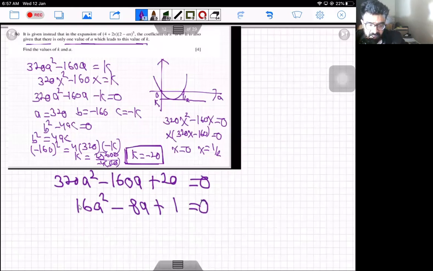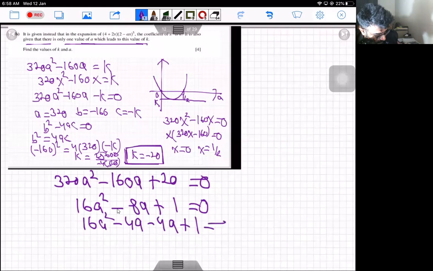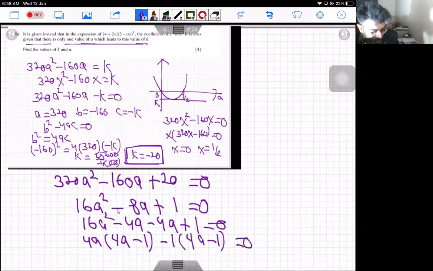So if you want to factorize it, 16 times 1 is 16, and this sign tells us that you have to add the factors. Okay, the factors are 4 and 4, so minus 4a minus 4a. You just factorize it: 16a square minus 4a minus 4a plus 1 is equal to 0. Taking 4a as common multiplied by 4a minus 1, taking minus 1 as common multiplied by 4a minus 1, and this whole thing is equal to 0.